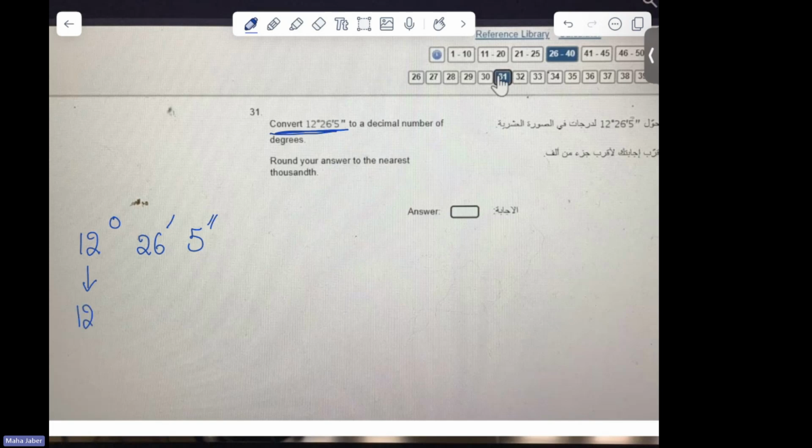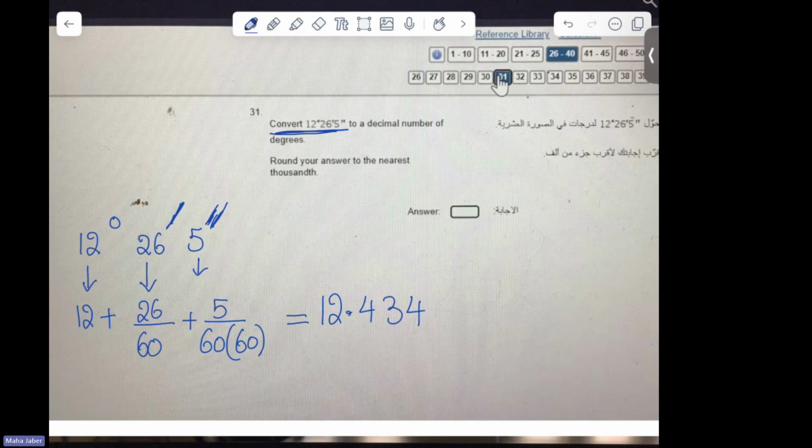That's all you have to do. Your answer should always start with a 12 plus, if you see 1 prime, or one dash, you say 26 divided by 60 plus 2 primes, as you can see here, it is 5 divided by 60 times 60. If you apply this in the current calculator of the exam, you will end up having 12.4347. Now in the question he is asking you to round to the nearest thousandth.